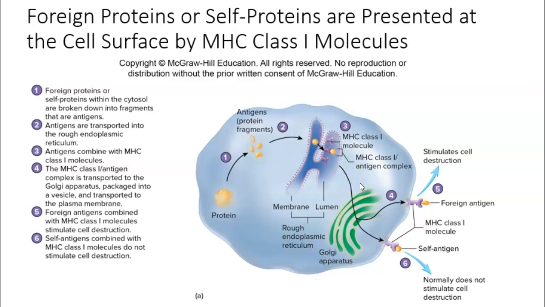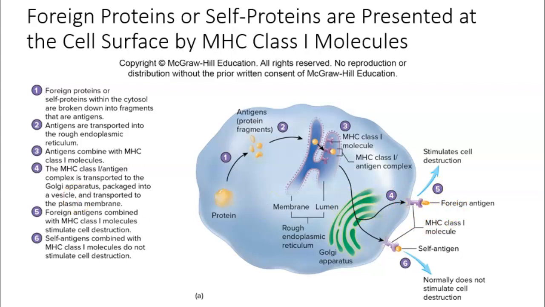Now, in the last slide, I mentioned that if there are foreign MHC molecules, then potentially a T cell could come to this cell and look at the MHC class 1 molecule, and regardless of whether this is a foreign protein or a self protein, that could stimulate cell destruction.